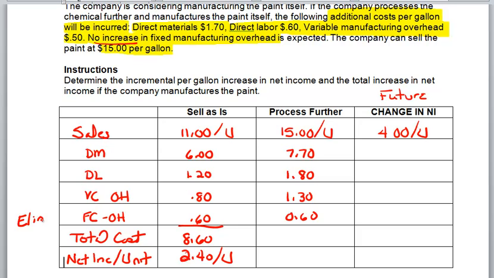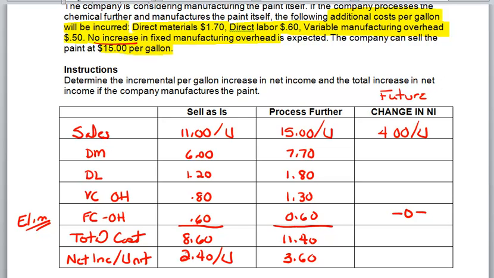So again, many online homework systems want you to eliminate this and not even have this row for fixed cost overhead, because there is no change between the difference in these two choices. When there is no difference in the alternatives and your change to net income is 0, you should just skip that row. There is no reason to have that information there. So if I add up my cost here, I would get $11.40. 15 minus $11.40 is $3.60.